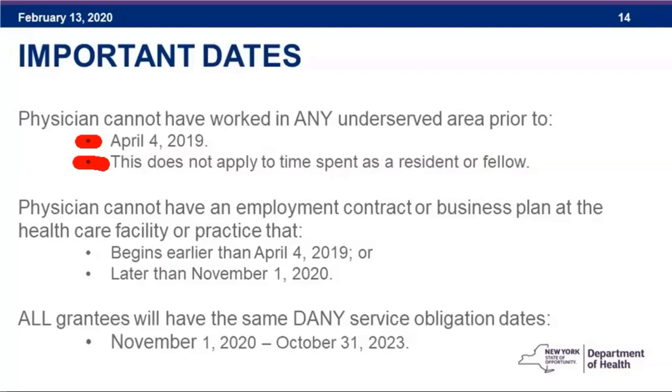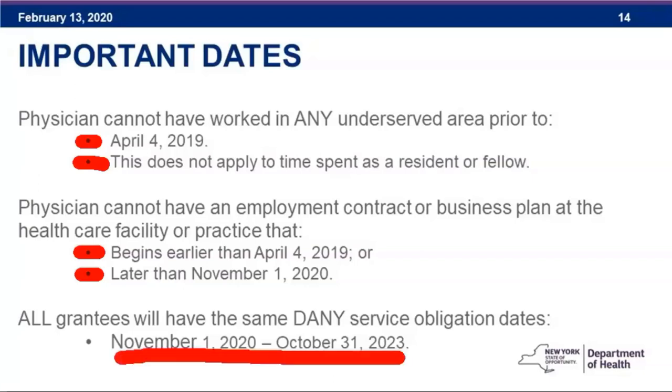The physician cannot have an employment contract or business plan at the healthcare facility or practice that begins earlier than April 4th, 2019, or later than November 1st, 2020. And that November 1st, 2020 is the start date for every single awardee. Again, all grantees will have the same service obligation dates. So everyone will start on November 1st, 2020, and they will complete their obligation on October 31st, 2023.